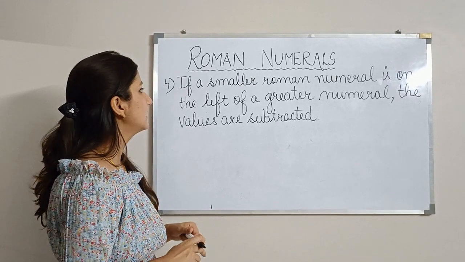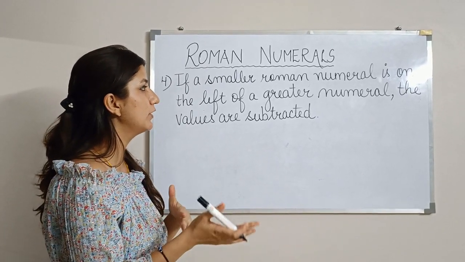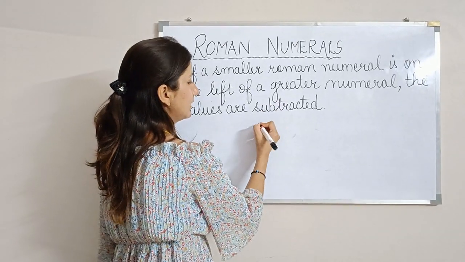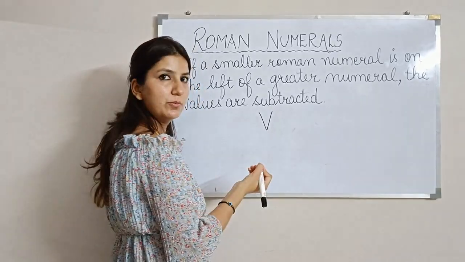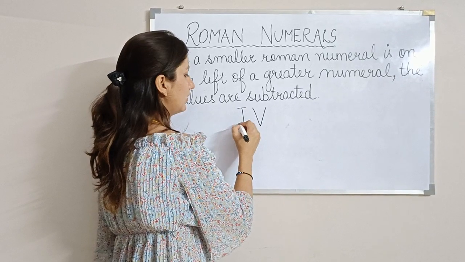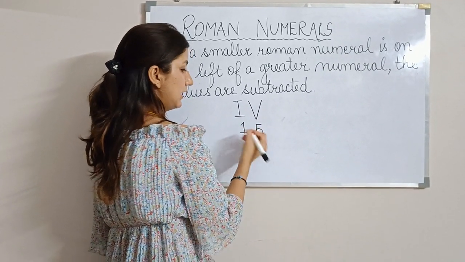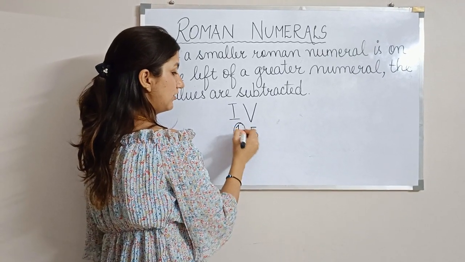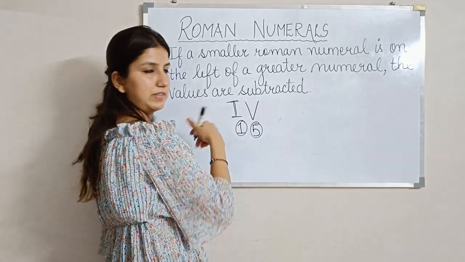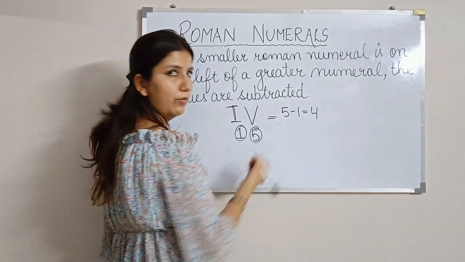Our fourth rule is if a smaller Roman numeral is on the left side of a greater Roman numeral, the values are subtracted. For example, on the right side we have a bigger Roman numeral which is V, and on its left we have a smaller Roman numeral, say I. So this is 5 and I means 1. Now we have to subtract the smaller value from the bigger one because the small numeral is on the left side. So the value would be 5 minus 1, which is equal to 4.